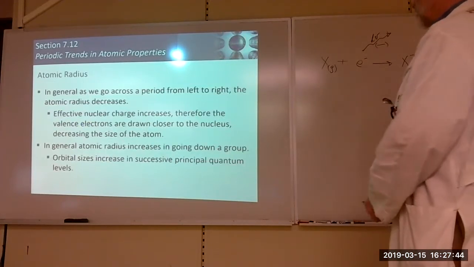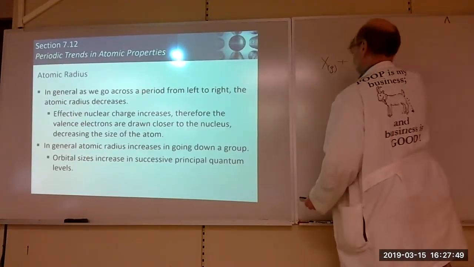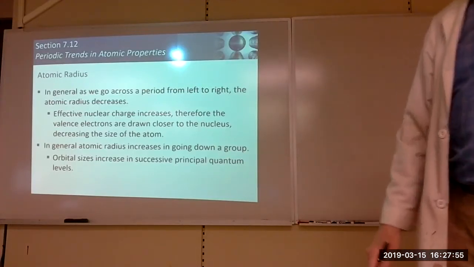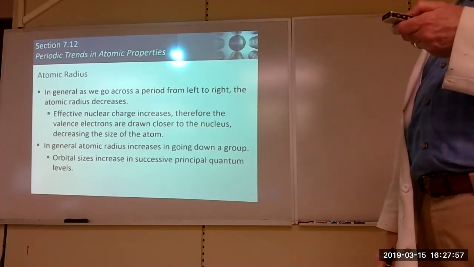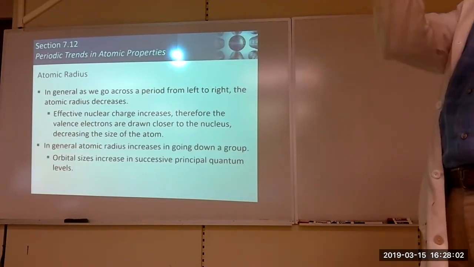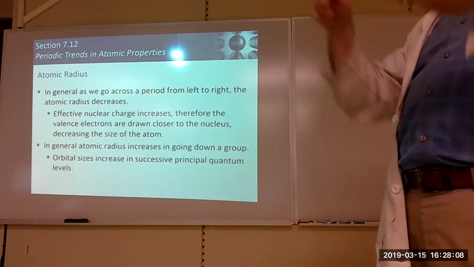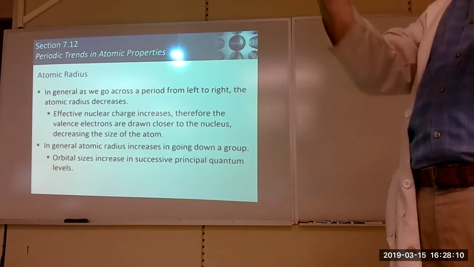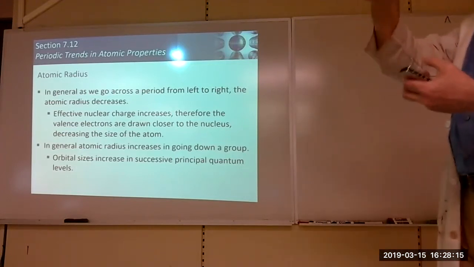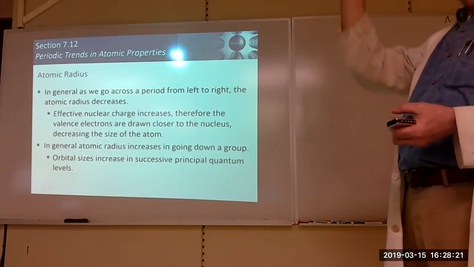Here we go. How about atomic radius? Left to right, the atomic radius decreases. And that's primarily due to you've got more protons. They're drawing those electrons in closer. And the atomic radius incorporates the extent of the electron cloud as well. So if you move from left to right, they're going to get smaller. Even though you've got more protons and more electrons, it draws them in.